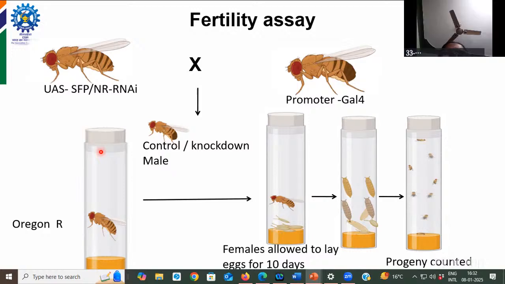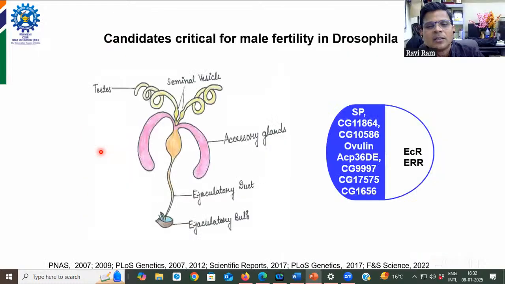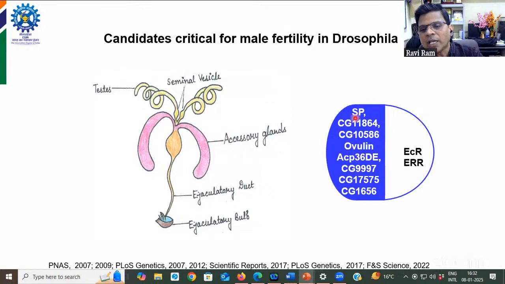Yes, sir. Okay. And by doing that, what we identified is that these many seminal fluid proteins are associated with male fertility. If you lose any of these seminal proteins in the fly, then these males will have either reduced fertility or it will lead to male infertility.